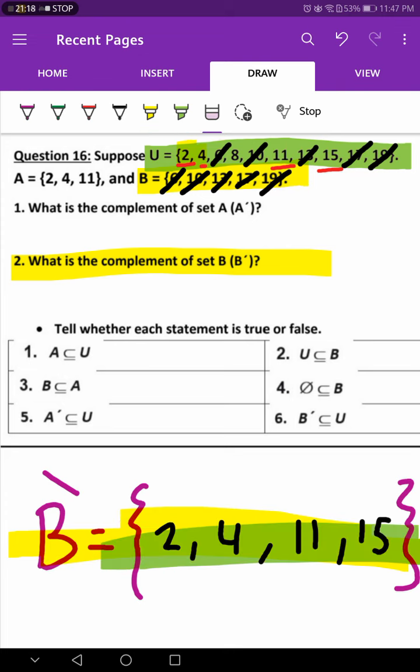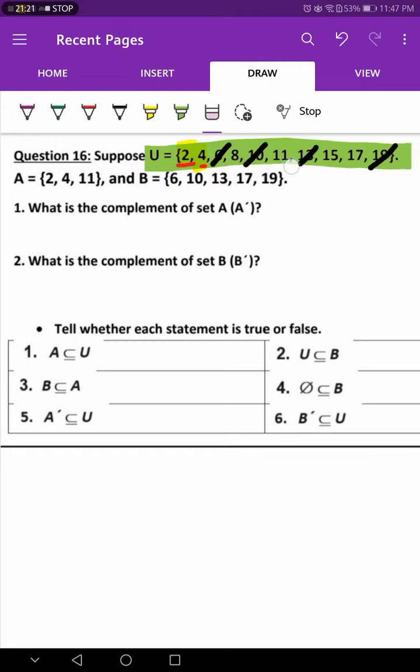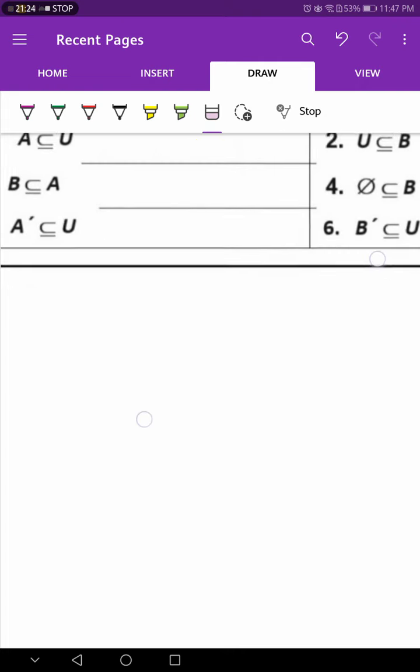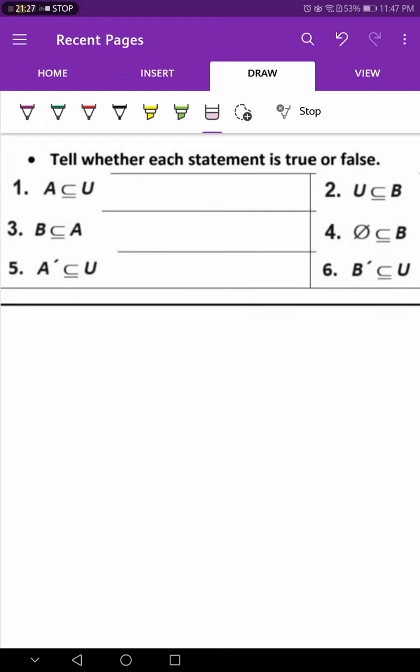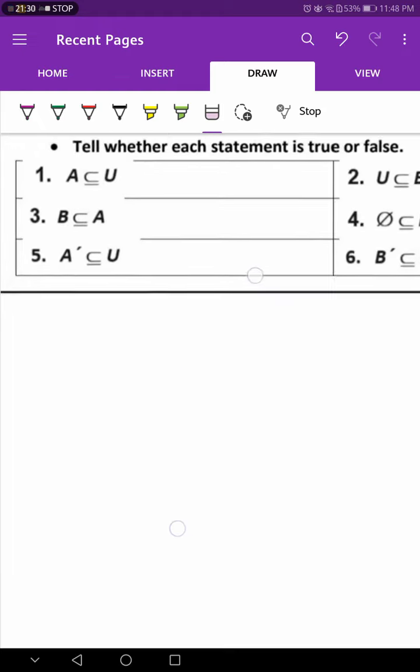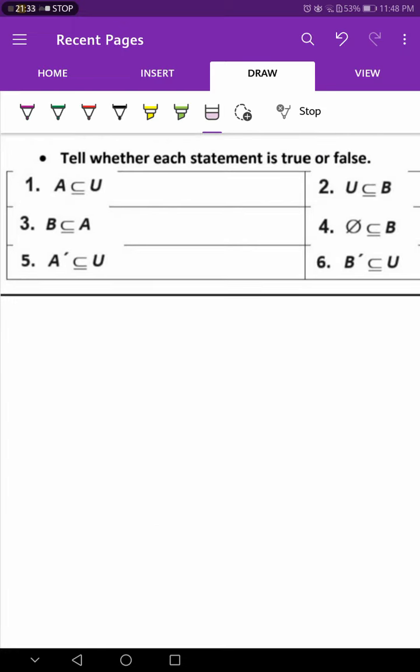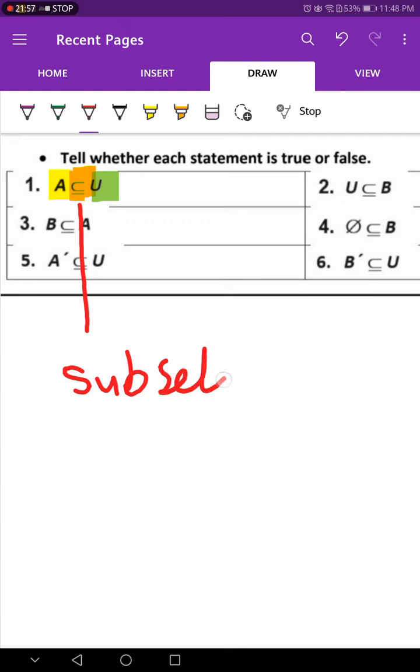Now let us move to the last part here. Tell whether each statement is true or false. First of all, let me remind you about something. How do I read this? A is a subset of U. So we read this sign as subset. A subset of U.